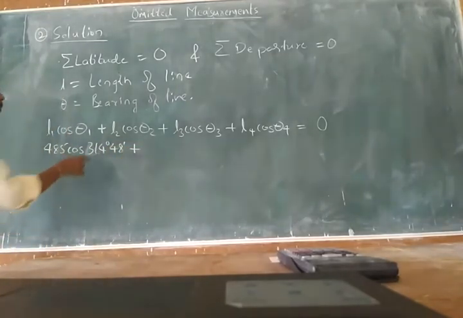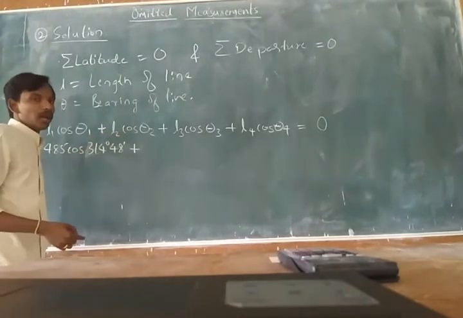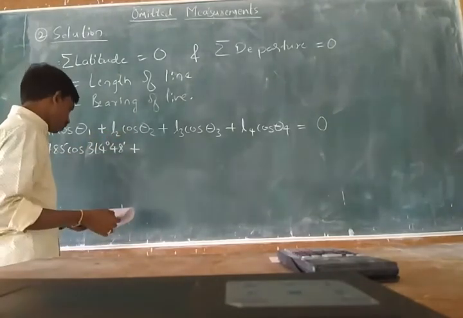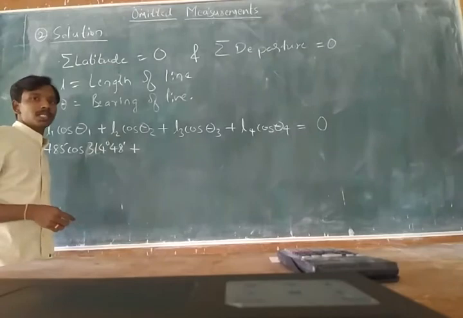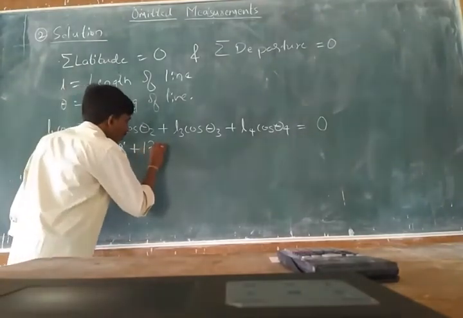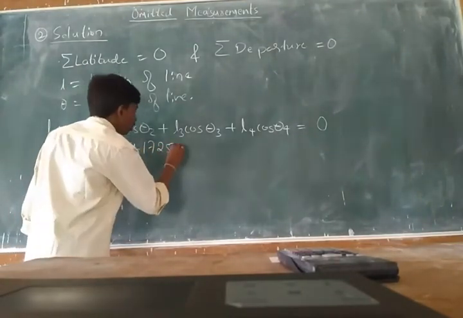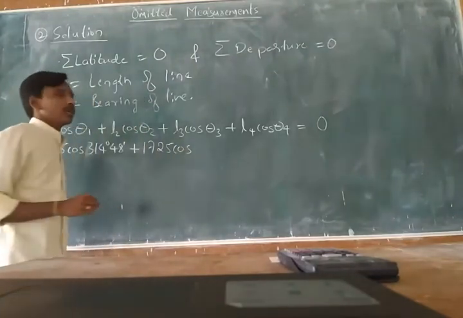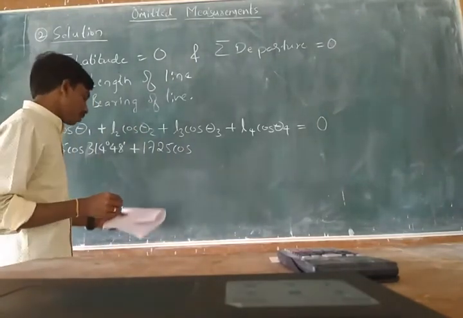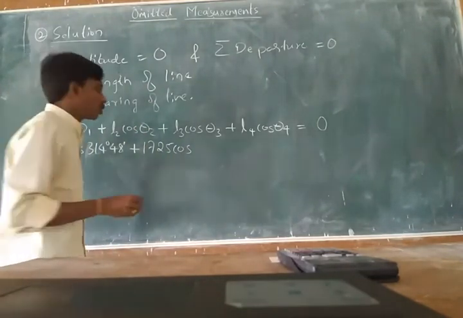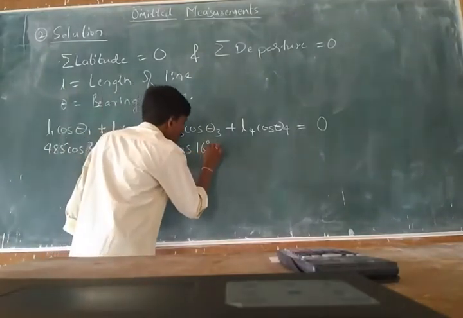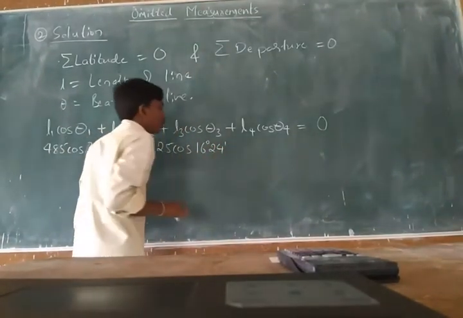Now let's move to the L2 cos theta 2. Now L2 is nothing but length of BC. So length of BC is 1725. So 1725 cos theta 2. Theta 2 is bearing of BC. So the bearing of BC is 16 degrees 24 minutes. So 16 degrees 24 minutes.